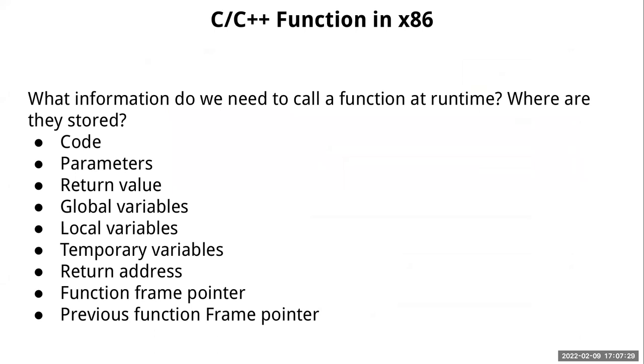For any C program, it needs the following information at runtime. First of all, there is code. If there is no code, there is nothing to run. There are parameters for a function. There is a return value. In a C function, technically, there is only one return value. If you want to return more things, you have to pass a pointer into the function and use the address to give you the return value. There are local variables, global variables, and also some temporary variables. There is a return address. When you call into a function, when that function finishes, it has to go to another place to continue execution of the program.